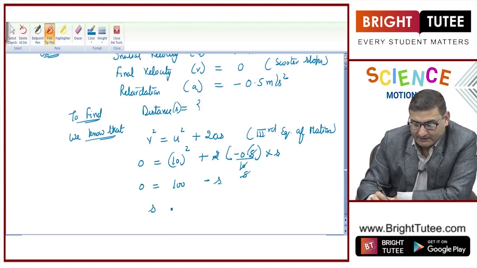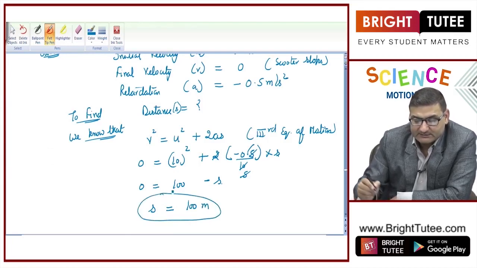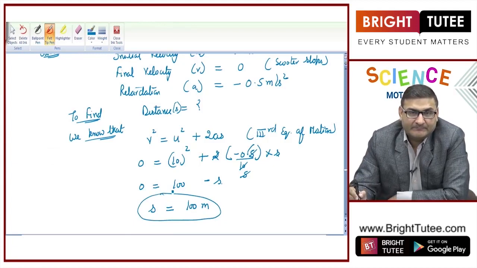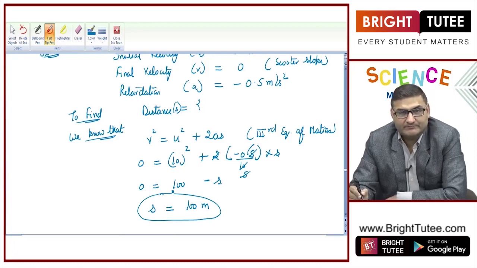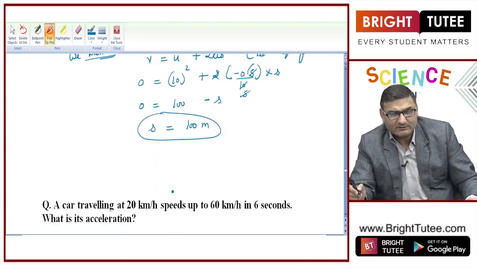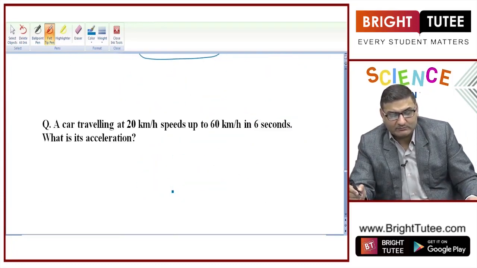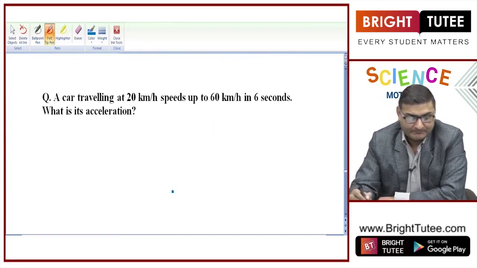Taking s over here, s is equal to 100. Again the SI unit, that is meters. This is my answer. Got it? This will be the distance travelled by this scooter before it stops. Got it? Quite easy, right? Simply you need to see the units and the equations of motion, that's it.